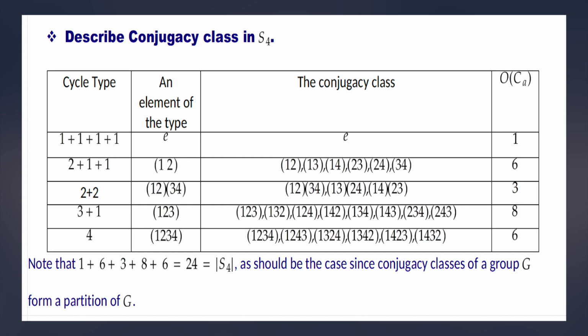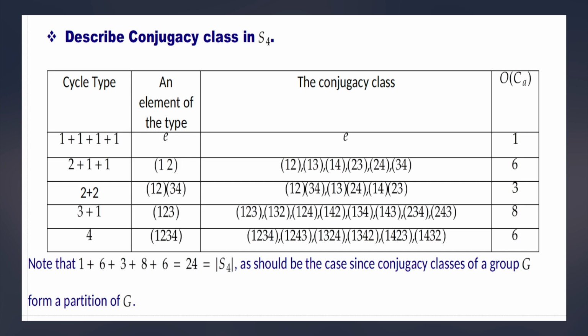Next, see the cycle type. It's 2 plus 1 plus 1. Here, we have the cycle (1 2). This is the element of the type. Here, the conjugacy class is (1 2), (1 3), (1 4), (2 3), (2 4), (3 4). Here we have 6 elements. So, the order of C(a) is 6.